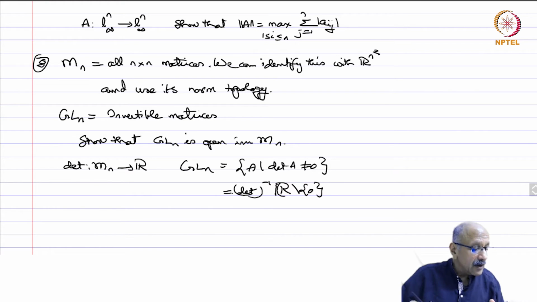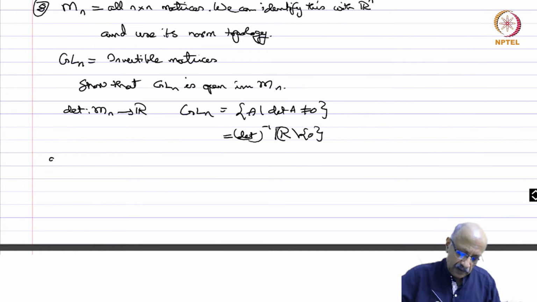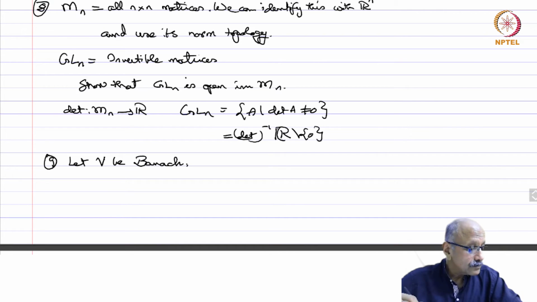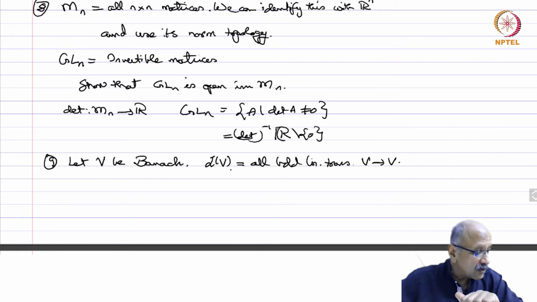And we will do a little more complicated version of this in infinite dimensions presently. For that I need to do another exercise. So 9, let V be Banach. So what is L(V)? All bounded linear or continuous linear transformations V to V. L(V,V) we said we will write as L(V). So L(V) is also a Banach space.